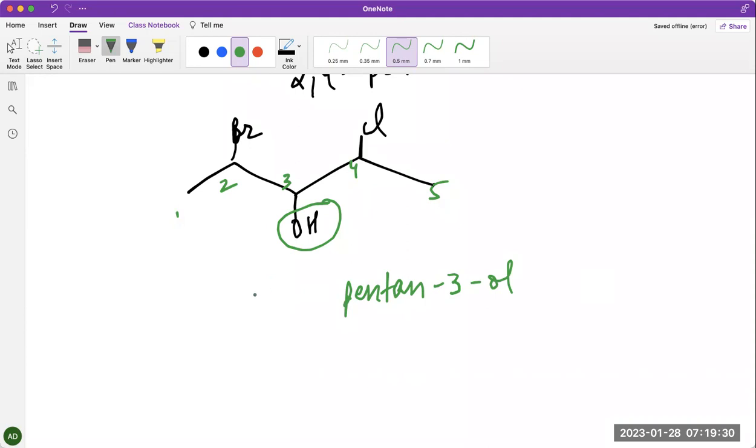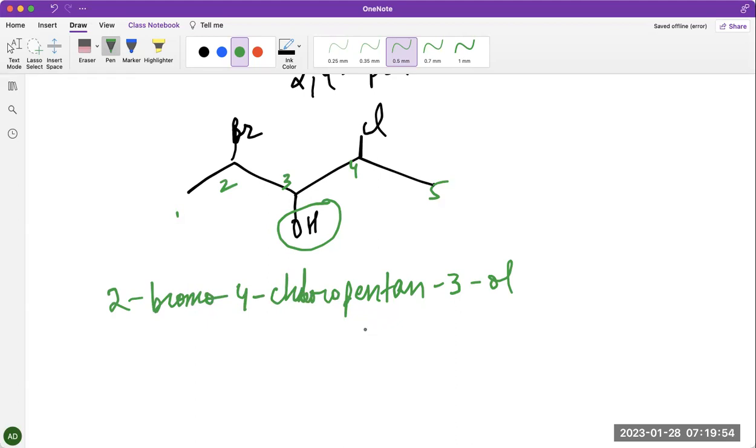So let's write down the chloro here. Chloro is at position number 4, so 4-chloro, like that. And before this, we're supposed to put bromo. So 2-bromo-4-chloropentan-3-ol, right? You could have called it that, or you could have called it 2-bromo-4-chloro-3-pentanol. That also would be totally fine.